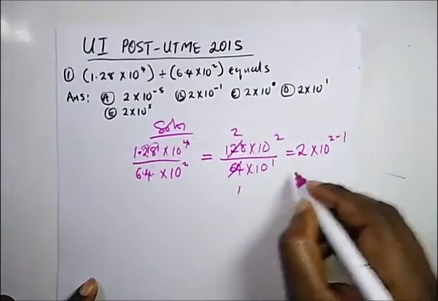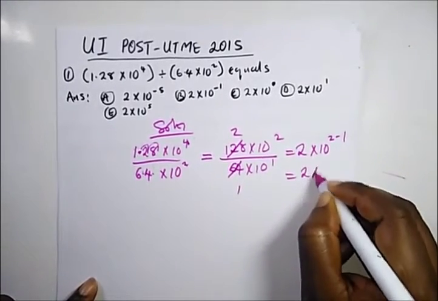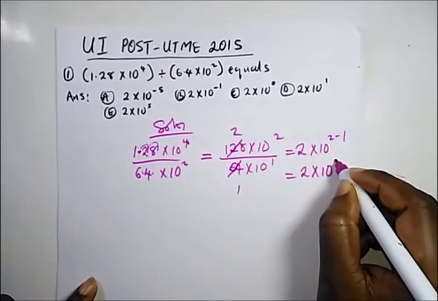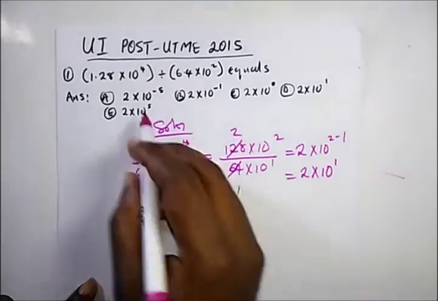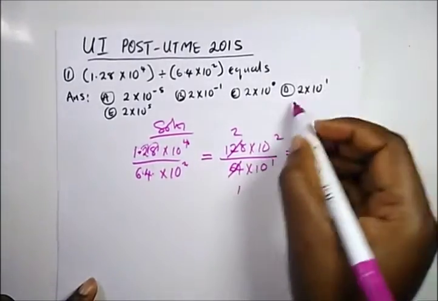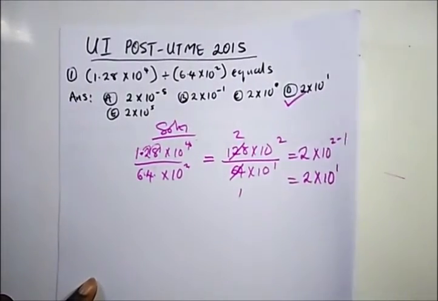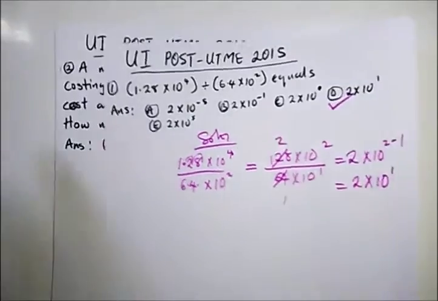Just simply apply the indices. And what are we left with here? We have 2 times 10 raised to the power 1, which is the same thing as 2 times 10, that is 20. But here our answer is given in standard form. So our correct option is option D.